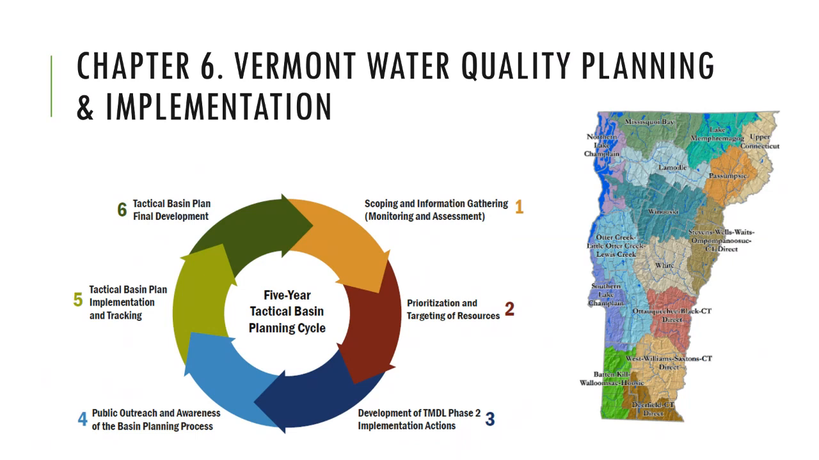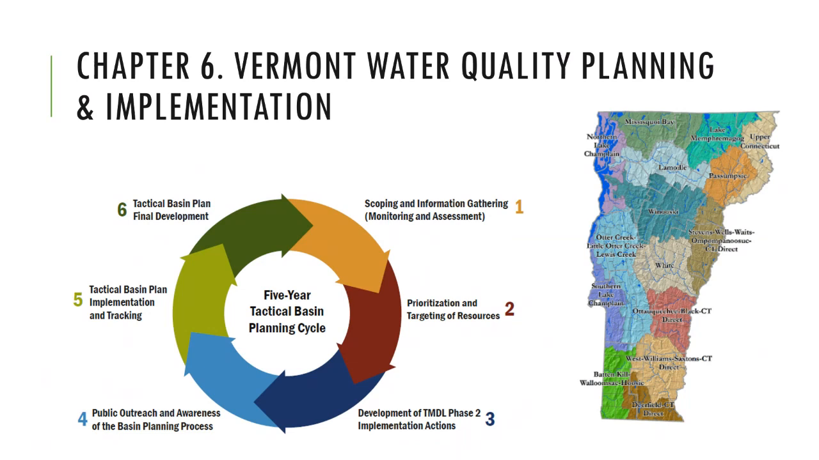where there's first scoping and gathering information, then they prioritize target resources, and they develop an action plan, a set of implementation strategies. There's public outreach and awareness associated with this, as well as going ahead and implementing the plan, and finally developing it and ensuring that it gets implemented.